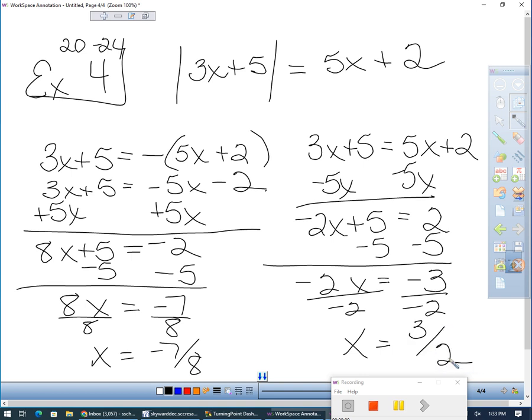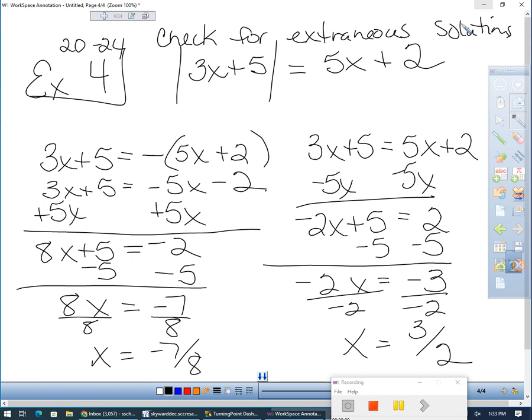Now, in this section, because you have a variable also on the right, you have to do what we call check for extraneous solutions. Okay? What that means is an extraneous solution is a solution that seems to work, but when you plug it back in, it doesn't work. Yes, we've got to plug it back in and see if it works.